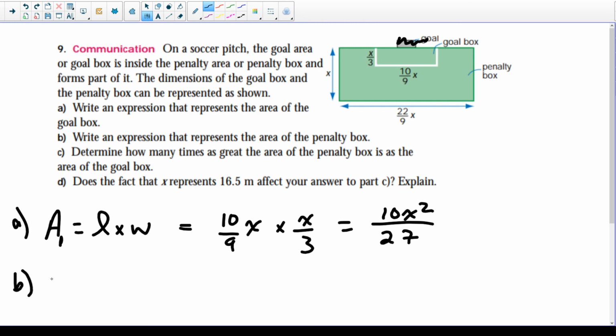Then it says write an expression to represent the area of the penalty box. So I'm going to call that area 2. Again, it's still length times width. And we've got 22 over 9x times x, which is going to give us 22x squared over 9. Nothing simplifies there again.